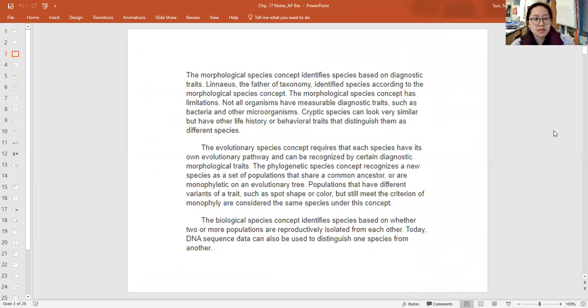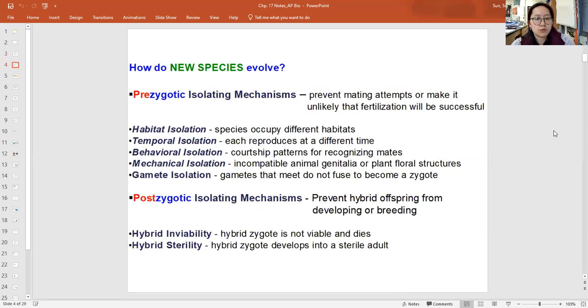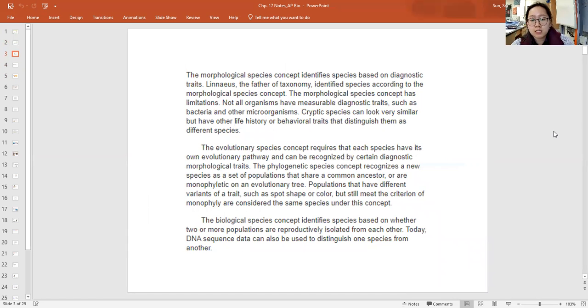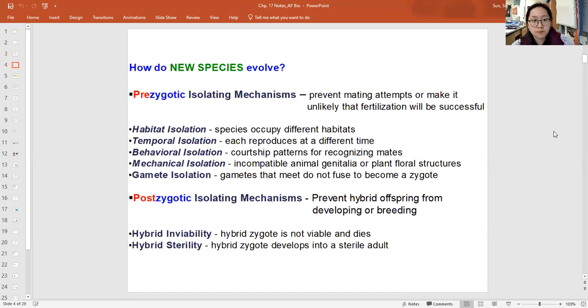So we're going to read through a little bit of text, and then you're going to use this information to answer a short response. So the morphological species concept identifies species based on diagnostic traits. Actually, this is kind of already what I went through. Yeah, so this is from your textbook. If you're going through your textbook and doing your Summary and Learn Smart, you'll see the section that identifies some of the species concepts that we just talked about. You can read through it here, or you can wait till you get through your summary.